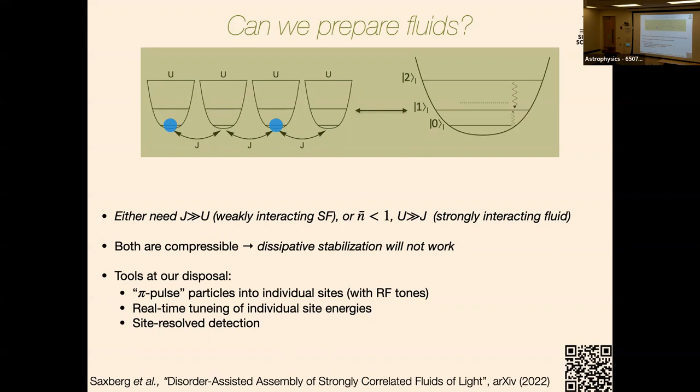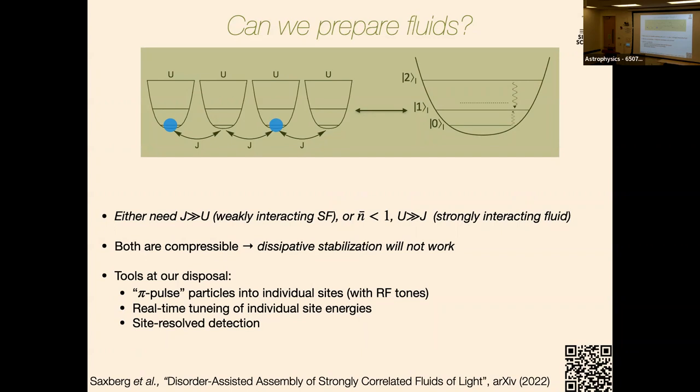So then you might ask, can we build on this to prepare states where the photons interact with each other strongly, but still manage to delocalize a little bit? And the answer is yes, we can. We can use the same platform, but we can't use the dissipative stabilization ideas. We can't use this chemical potential. So what tools do we have at our disposal here?